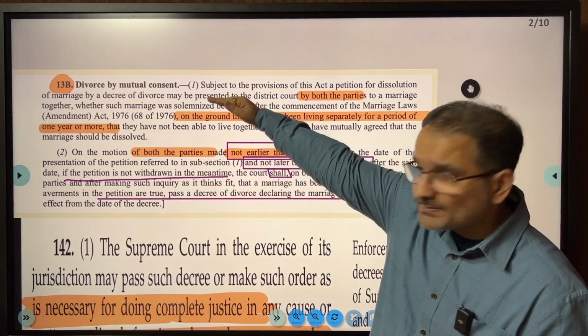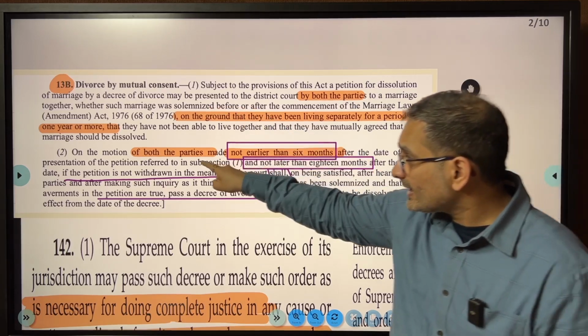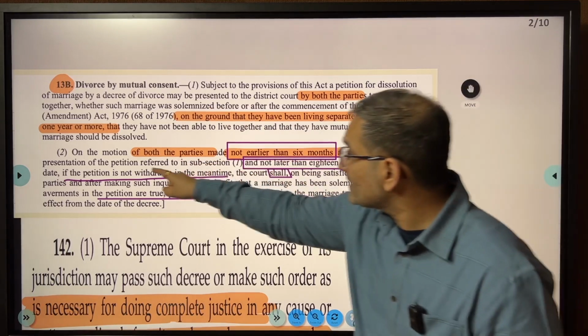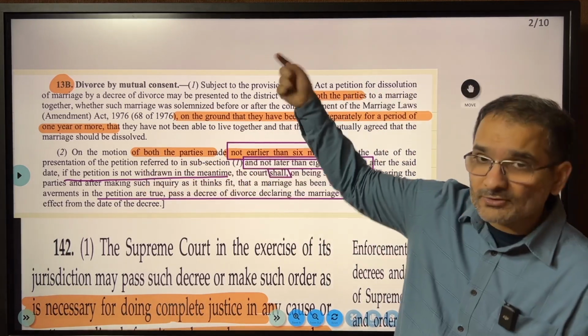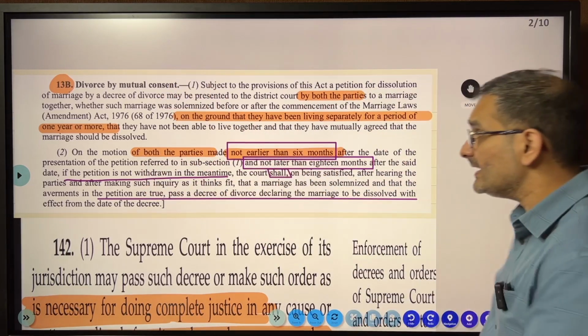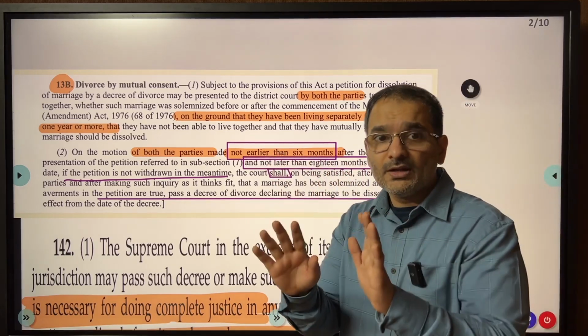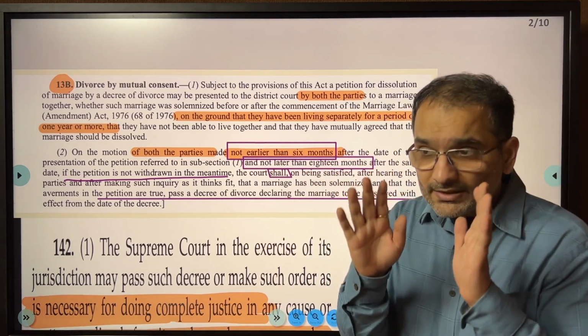So now the petition has been filed, right? This is the second motion. On motion of both parties, made not earlier than 6 months after the date of the presentation of the petition referred to in subsection 1. So after the petition is filed, it's saying not earlier than 6 months. Now it is giving you 6 months to cool down. It is giving you 6 months. That this is a sacrament.